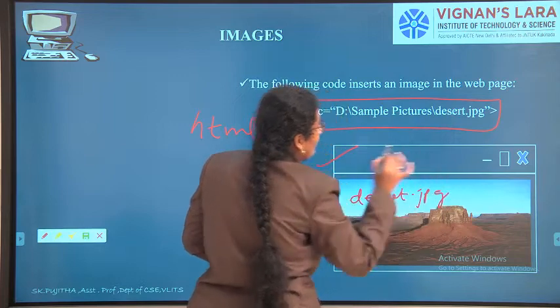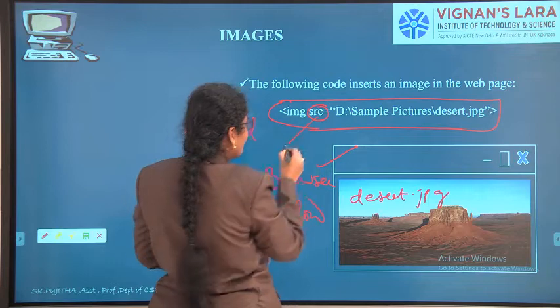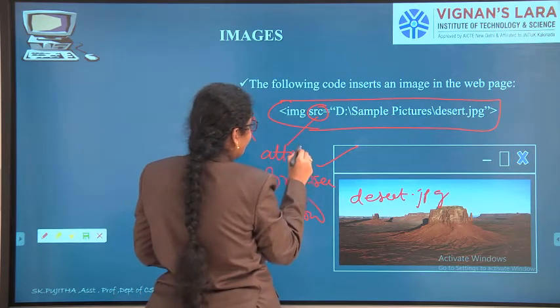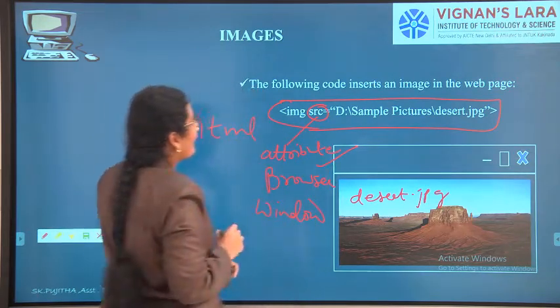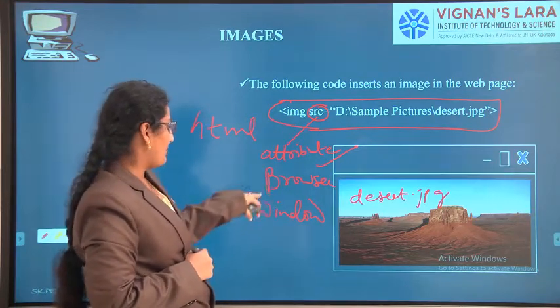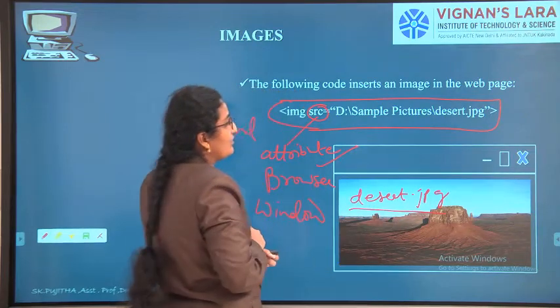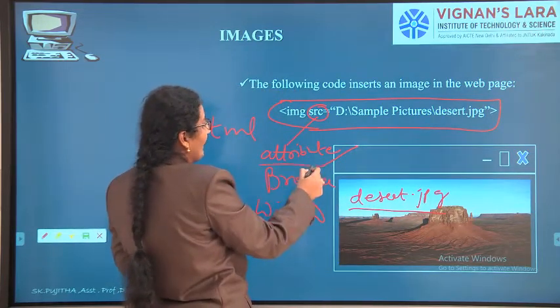This is the desert.jpg image. We have given src here. Src is the attribute. So in HTML we have the code to insert an image in the browser window. The name of the image is desert.jpg. Src is nothing but an attribute.